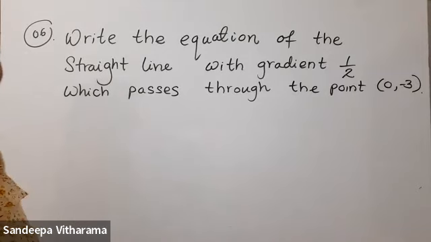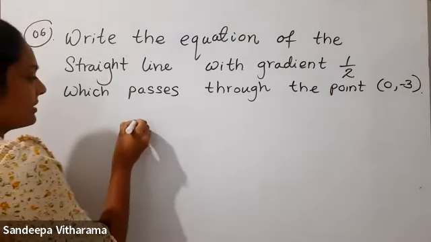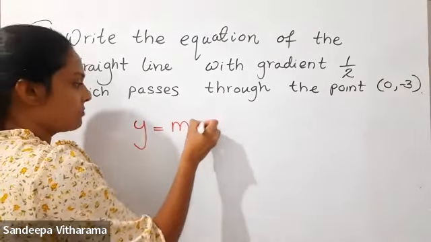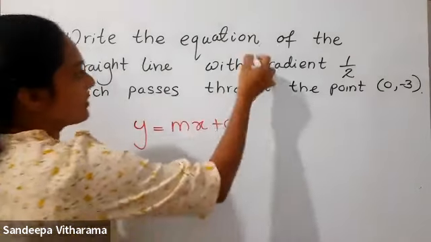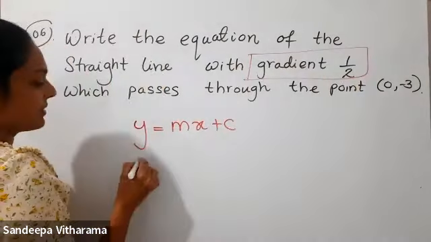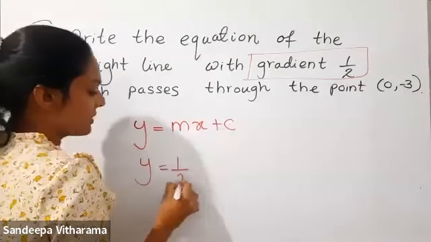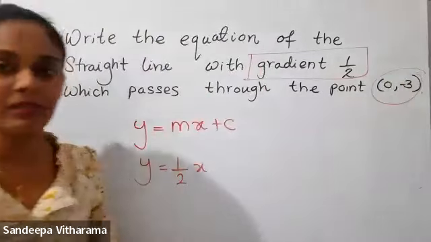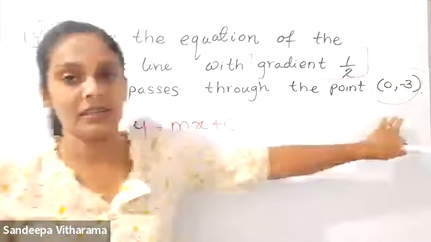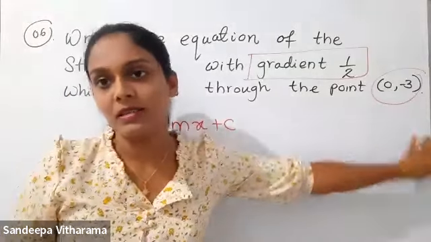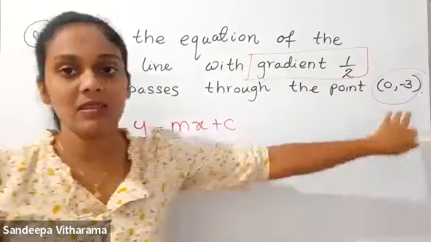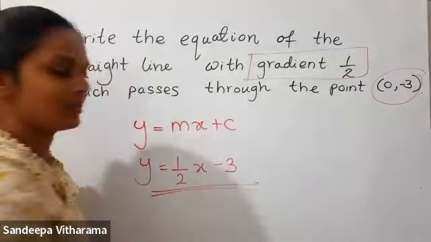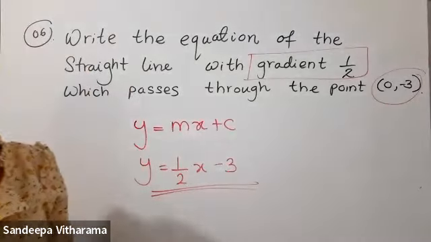Very good. Because we know that the form of the straight line graph is y equals mx plus c. They have given the gradient, that means it is m. Y equals half into x. And they have given the point where the particular straight line touches the y-axis, because it is 0, comma minus 3. That means it is on the y-axis. So, the intercept is minus 3. It is half into x minus 3. Very easily we can obtain the answer.